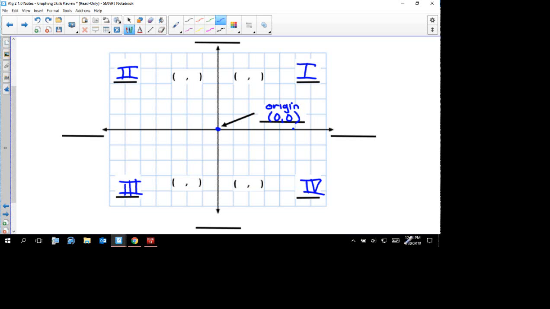In the quadrants, all of the ordered pairs in quadrant 1 have what signs? Positive or negative? Positive. Both positive. X is positive and Y is positive. When we go to quadrant 2, now we have what? Negative, positive. We go to quadrant 3, we start at the origin, we go left, down. Negative, negative. Or in quadrant 4, we go positive, negative.